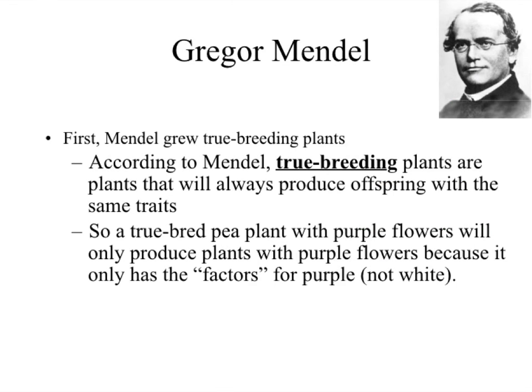What he determined was that he could create a true breeding strain of that plant, which meant that if it was a purple flowered plant and he crossbred it with itself, it would only produce purple flowers. So he tried to isolate the factors out that way in the little plants, and that allowed him to do some cross color experiments and things of that nature.